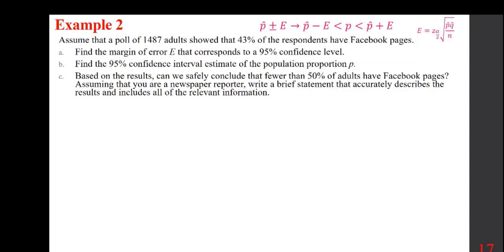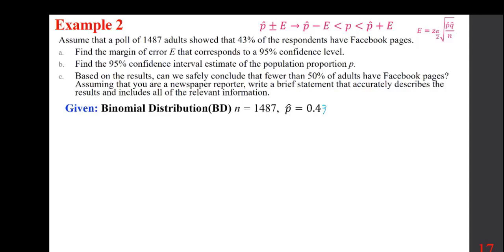the relevant information. The very first thing is, notice again, you have to convince yourself this is a binomial distribution. By now, everybody knows why. There are two outcomes. You have it or you don't. That means a Facebook page, and N is 1,487 with P hat being 0.43. And so now we are going to calculate the E.